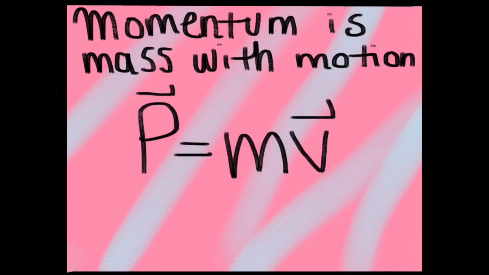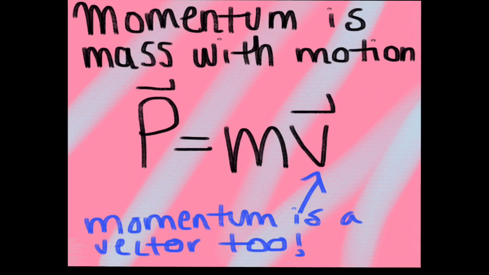To understand what impulse is, it's important to first understand the concept of momentum. Momentum can be described as mass with motion. If you are moving, then you have momentum. The equation for momentum is P equals mv, where m is mass and v is the velocity of the mass. It is important to notice that velocity is a vector, therefore momentum is a vector too.